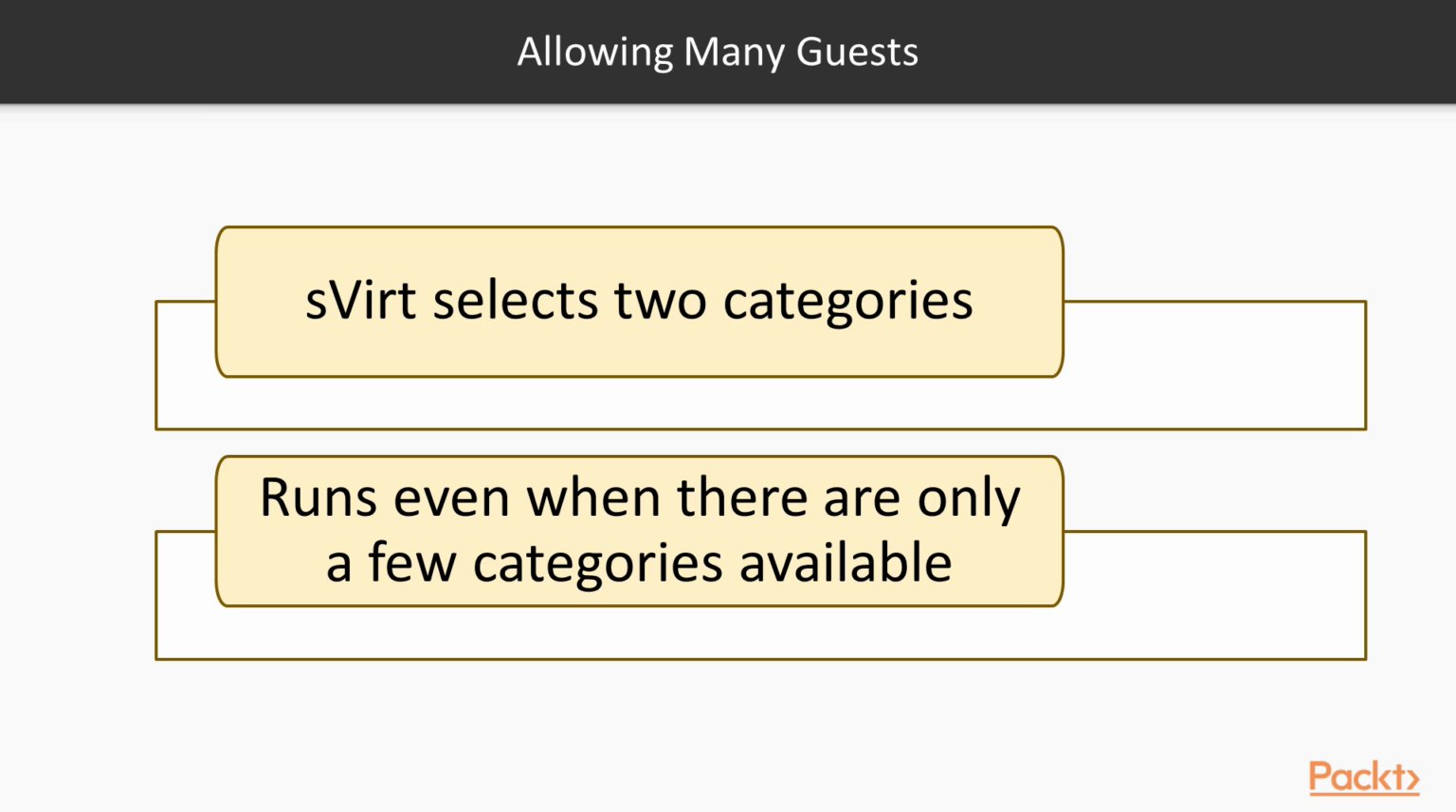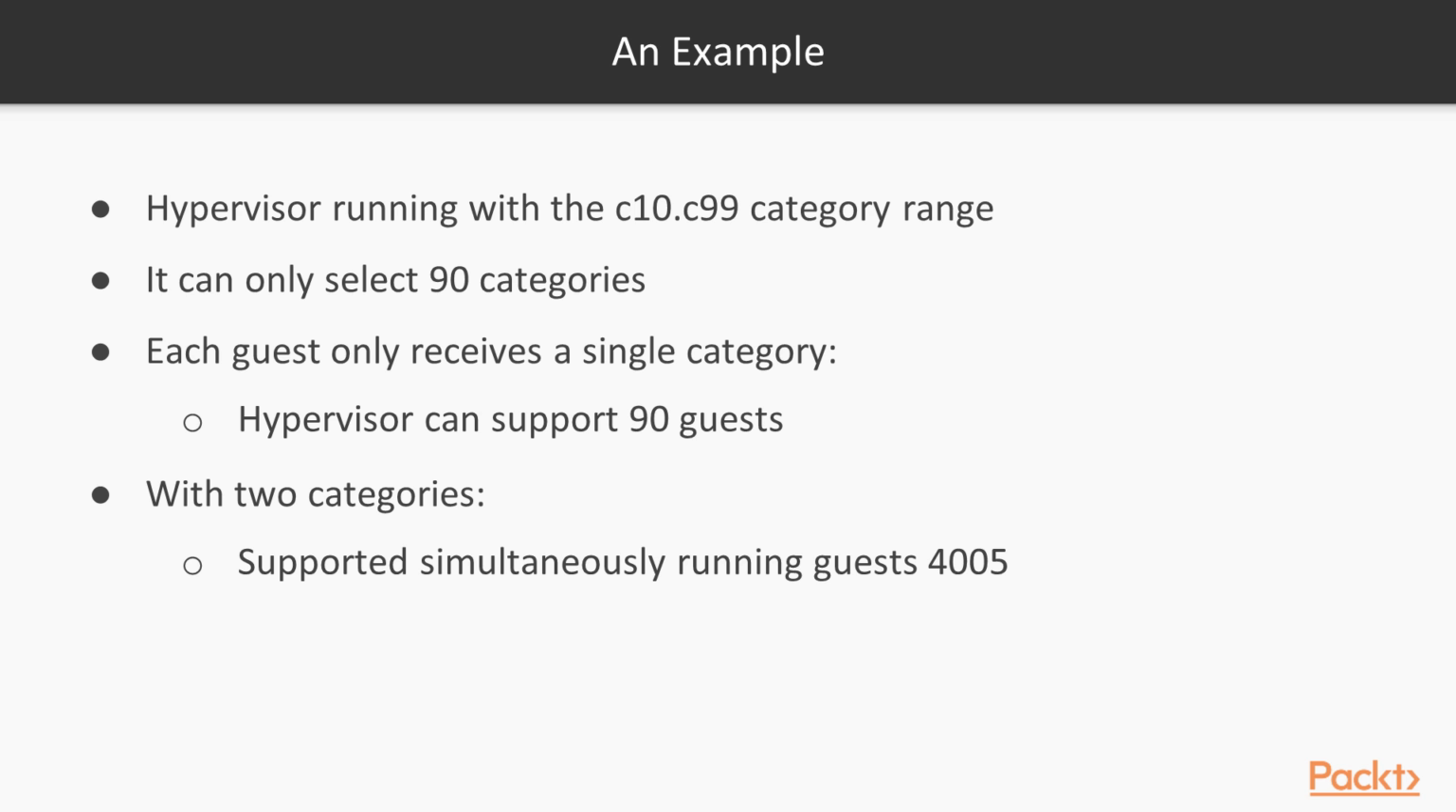sVirt selects two categories to allow a large amount of guests to run even when there are only a few categories available. Assume, for instance, that the hypervisor is running with the c10.c99 category range. That means that the hypervisor can only select 90 categories. If each guest only receives a single category, then the hypervisor can support 90 guests before allowing multiple guests to interact with each other. With two categories, however, the number of supported simultaneously running guests becomes 4005.